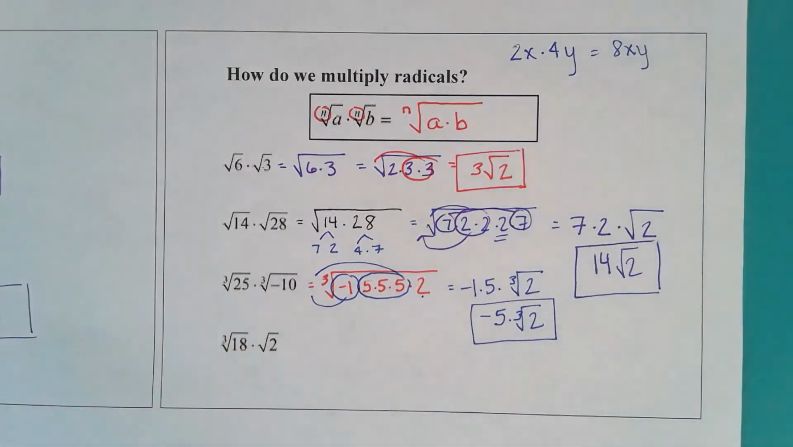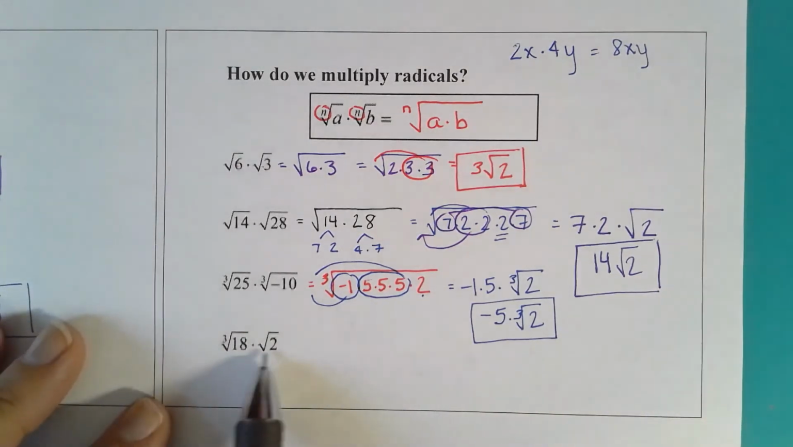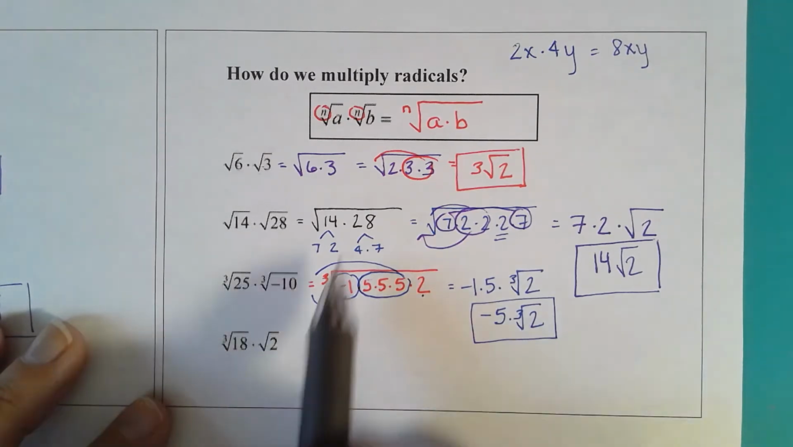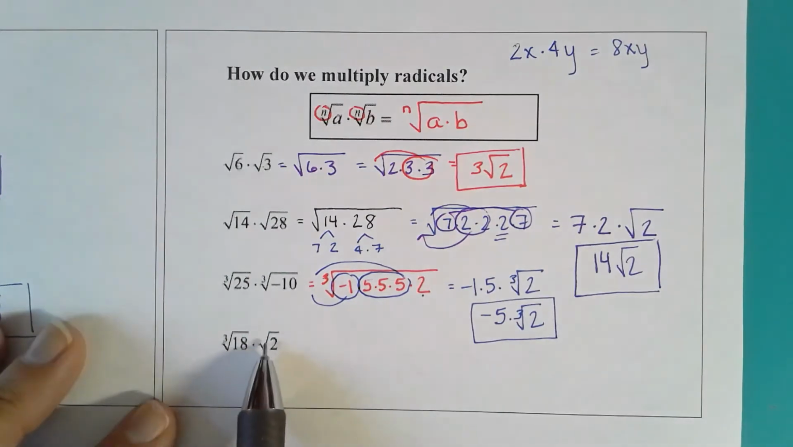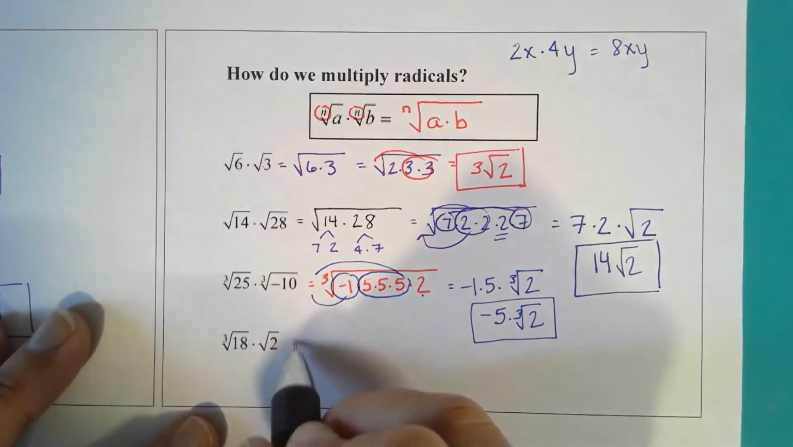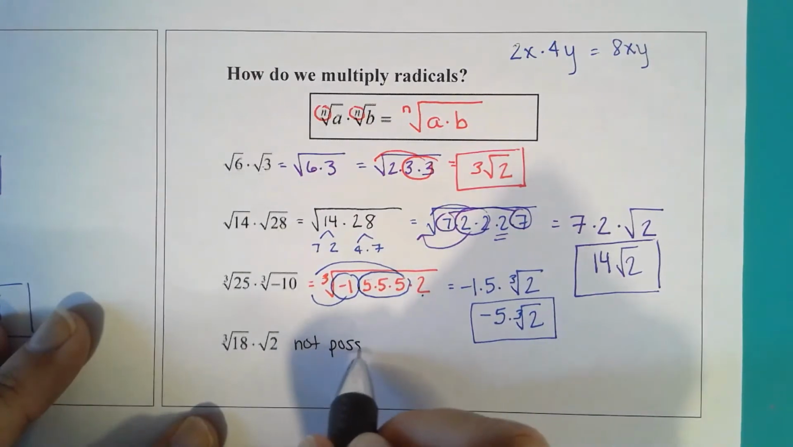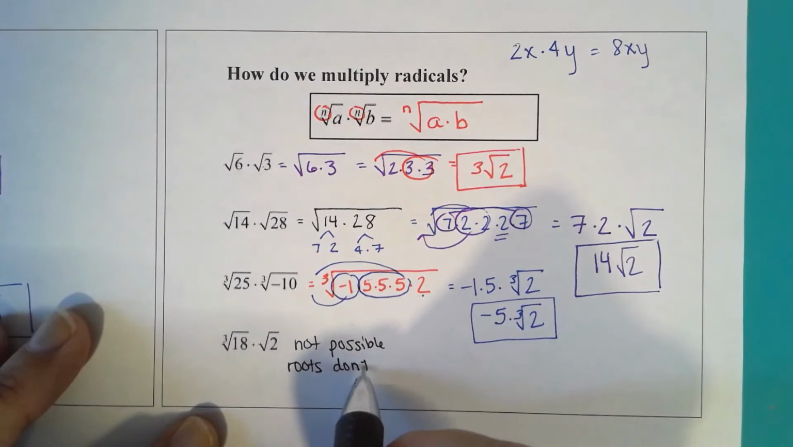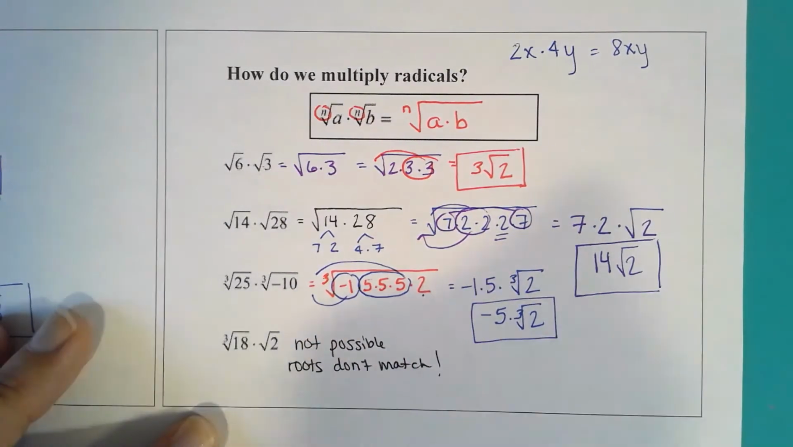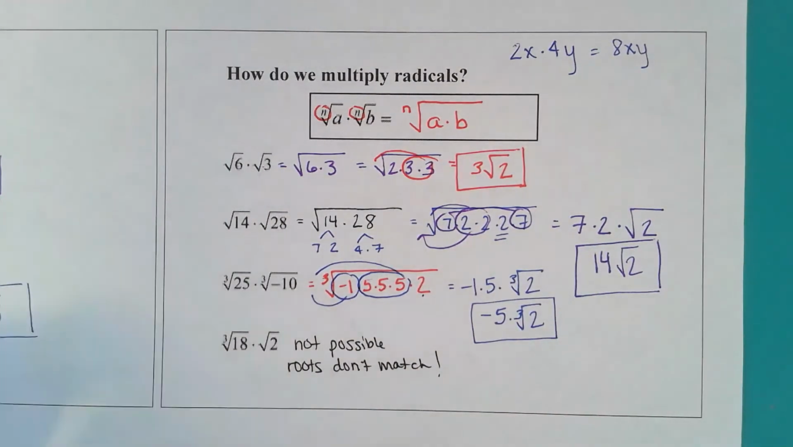Okay. All right, let's take a look at the last one. I've got the cube root of 18 times the square root of 2. Can I multiply those together? The answer is no, not right now, because one's a cube root and one's a square root. So I'm going to say not possible. Roots don't match. Okay, so just be very careful with that. Good. I'm going to flip it over. Pause if you need to.